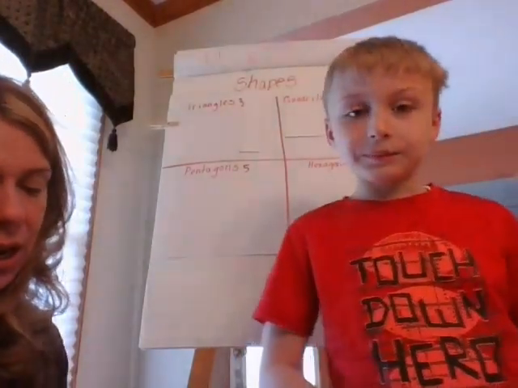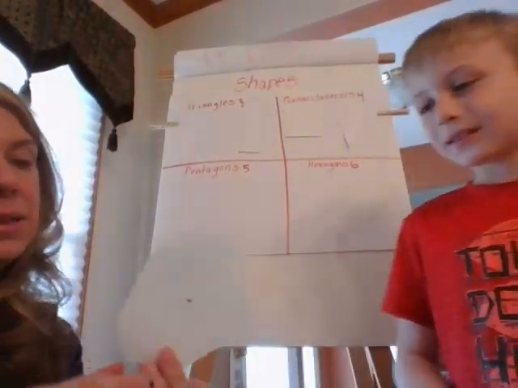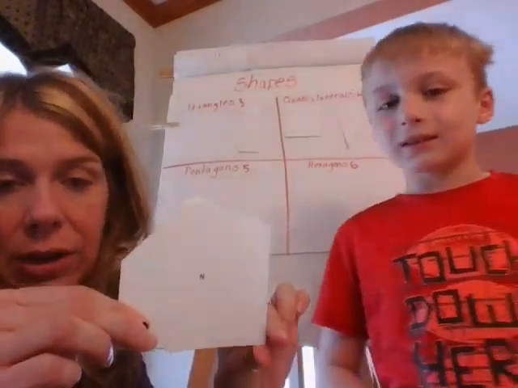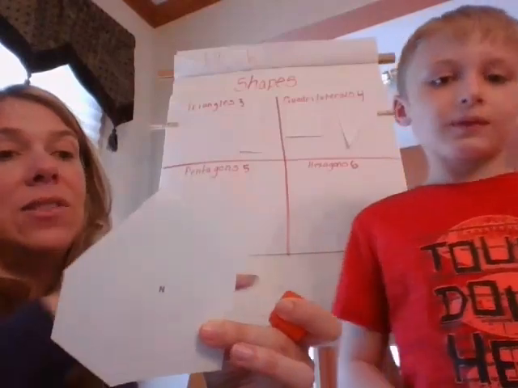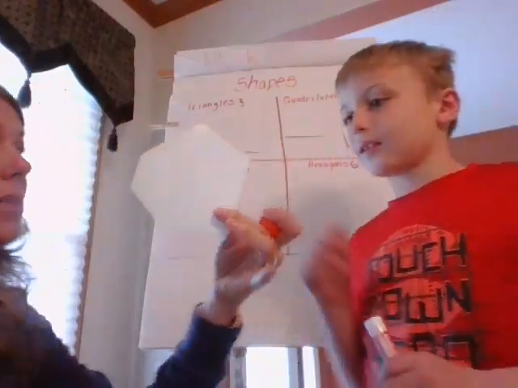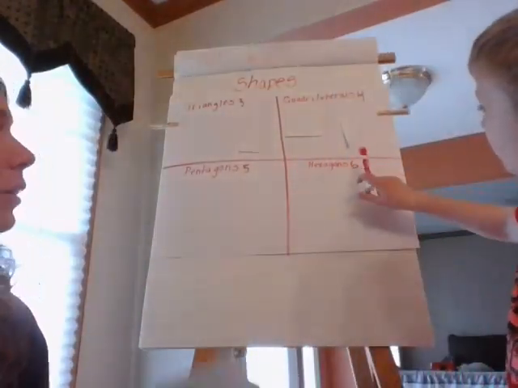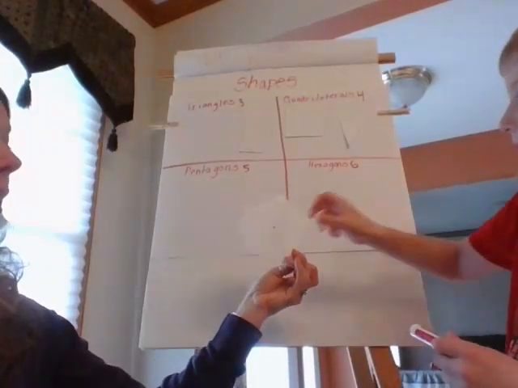Our next shape has, looks like 1 right angle right here in the side. Let's count how many sides. 1, 2, 3, 4, 5, 6. So where's this going to go, Vin? This one goes where the 6 is. Hexagon. Hexagon.